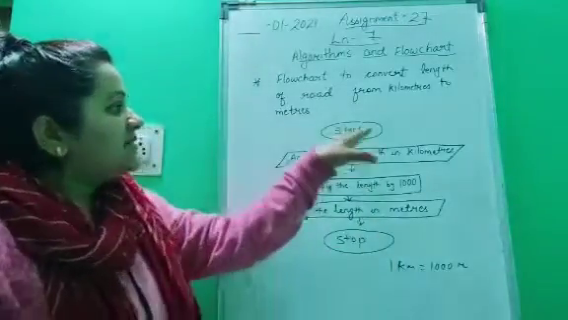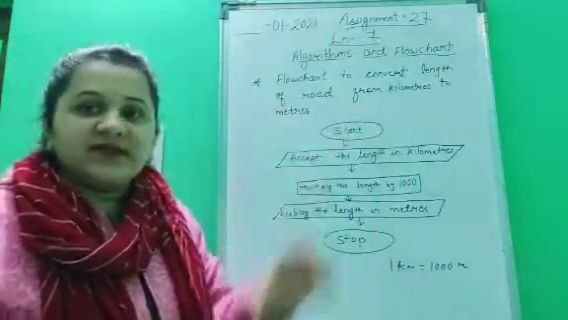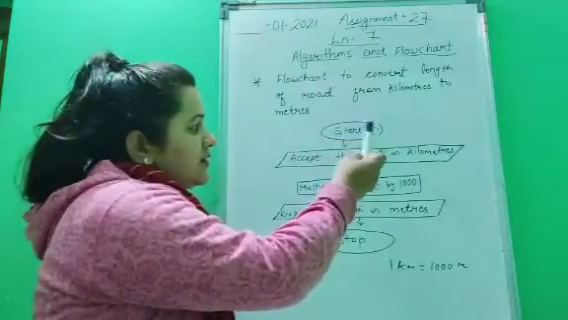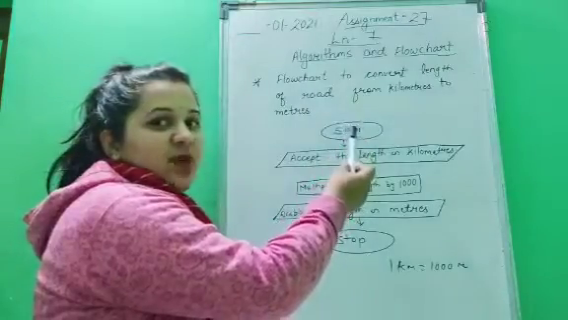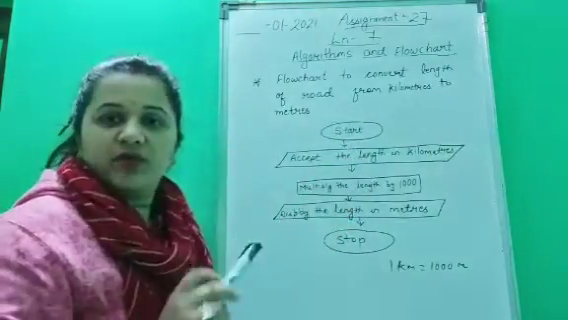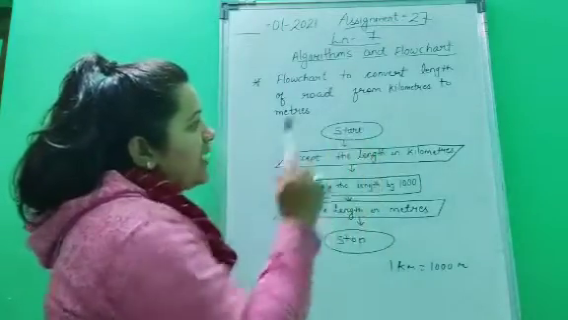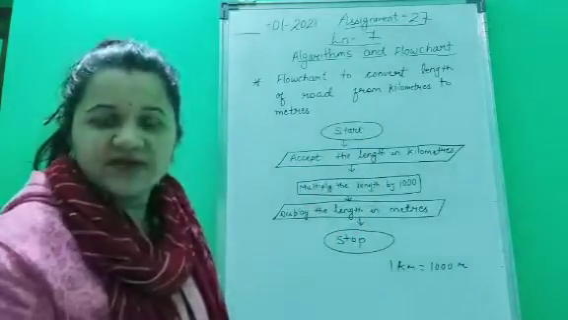Okay, so the first step should be start. That start is the beginning. It should be written inside the terminal box, and this box is oval in shape. Okay children, so you have to make an oval shape and then write down start. The first step is start.